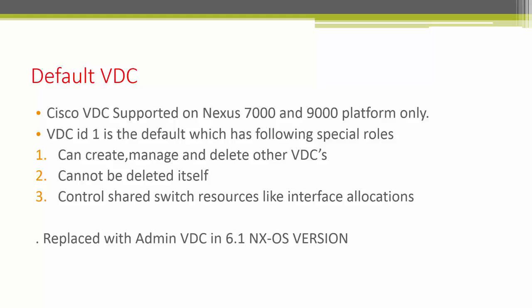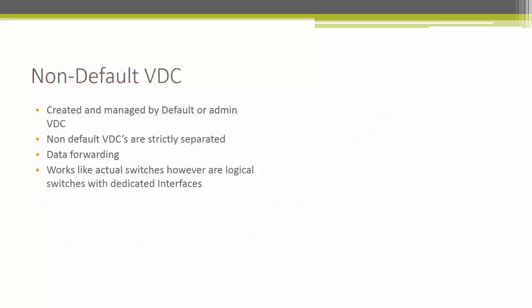Now, what is default VDC basically? Default VDC is supported on Cisco Nexus 7000 and 9000 platforms. It's not supported on 5Ks and 2Ks. VDC ID 1 is the default VDC, which has a very special role: it can create, manage, and delete other VDCs. It cannot be deleted itself, and it can control shared switch resources like interface allocation. It is replaced with admin VDC from 6.1 NXOS version onwards.